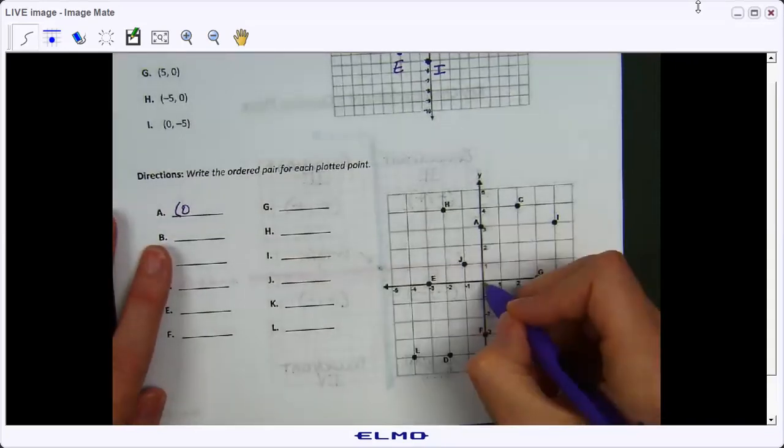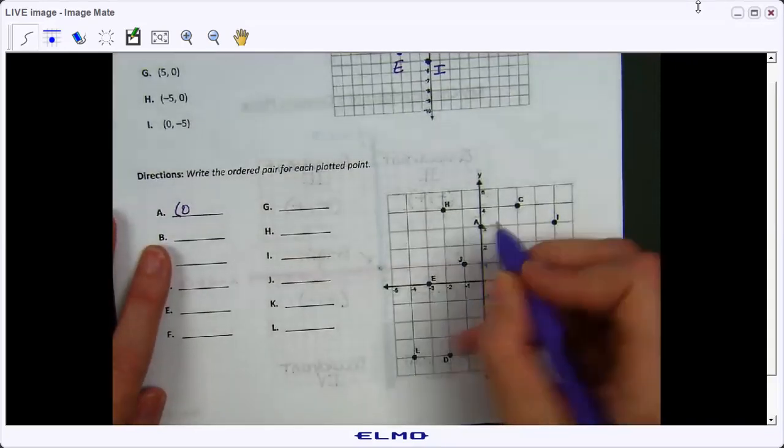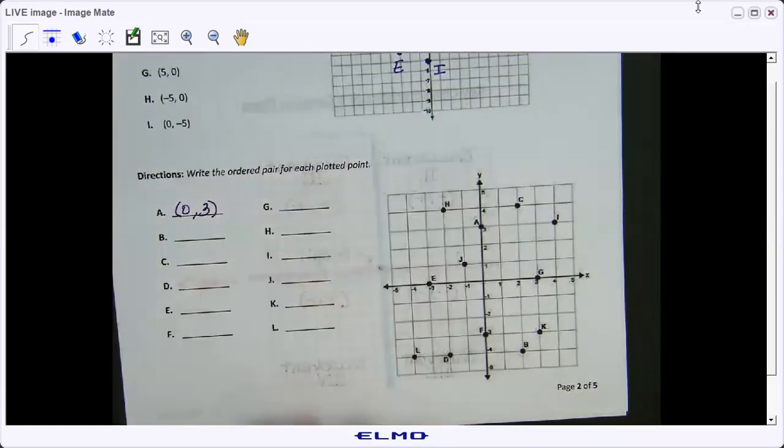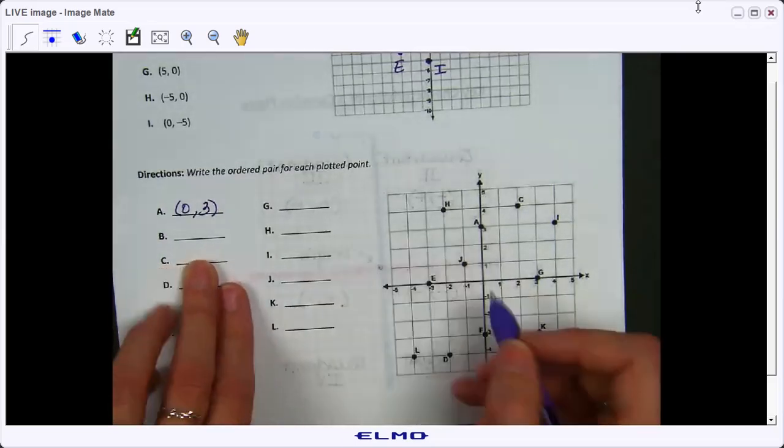But then I go up 3 on the Y axis. So I have 3. Wherever you move on the X axis, wherever you move to, that is the first part of your ordered pair because that represents the X. So I'll do one more with you and then I'm gonna have you do the rest.